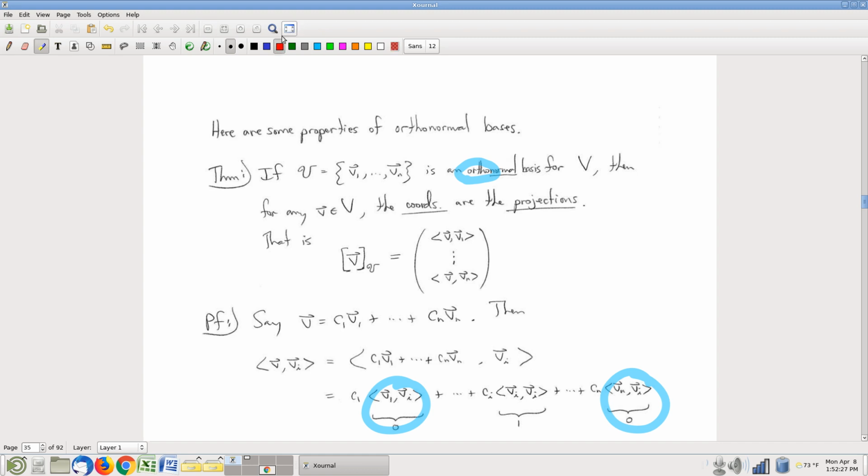Lastly, don't forget this is not just an orthogonal basis, it is an orthonormal basis. Each one of these vectors has magnitude equal to 1. Therefore, each one of these vectors, its inner product with itself, is 1, right? That's the normality.